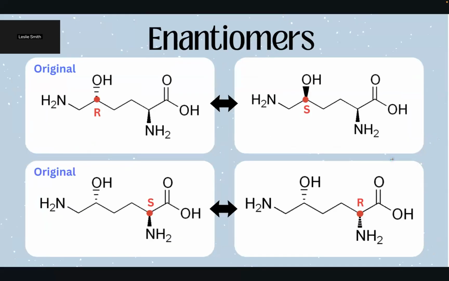Enantiomers. The enantiomers for hydroxylysine are pictured on this slide. Both the top and bottom pictures on the left side are the original molecules. Enantiomers are non-superimposable mirror images of each other that can be created by swapping two groups on the molecule. As shown, the dash and wedge atoms were swapped, creating enantiomers.